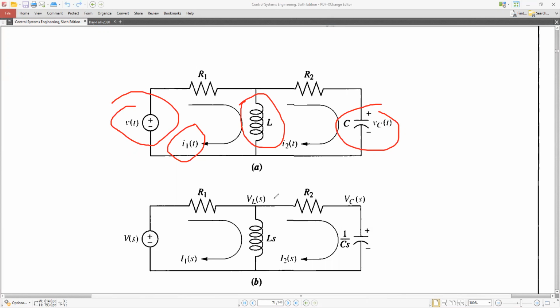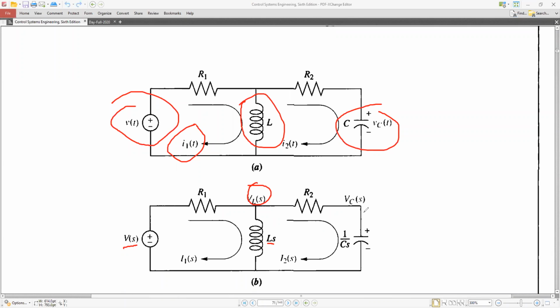So according to the Laplace transform, what will we do? Instead of Vt, we will write Vs. And instead of Vct, we will write Vcs, but we can use 1 by Cs also. For the L, we can write Ls, and here another term we'll use, VLs. Actually, VLs is the inductor voltage, and here R1 is the R2.